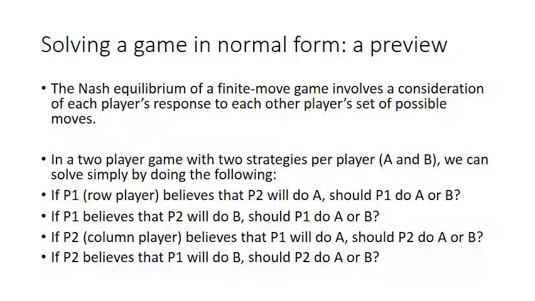Then we flip it and we evaluate what player 2 should do given possible beliefs on what player 1 will do. So if player 2, the column player, believes that player 1 will do A, should player 2 do A or B, which will make player 2 better off? If player 2 believes that player 1 will do B, should player 2 do A or B, which will leave player 2 better off? Okay, so this will lead us to the solution or the Nash equilibrium of the game if we follow this line of thinking.